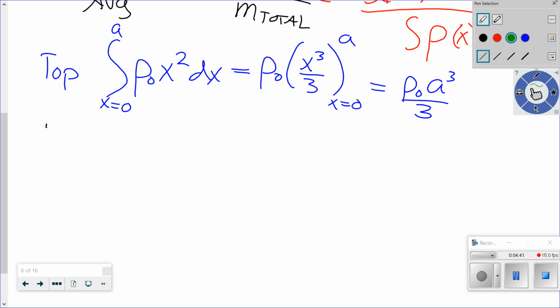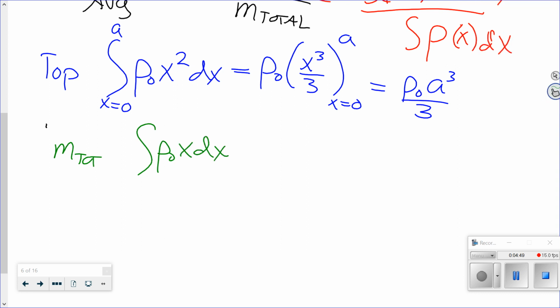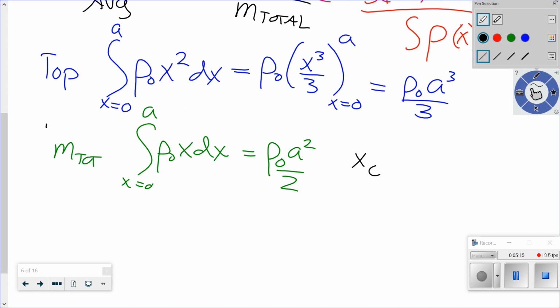Okay, and then total mass. Very important. I just integrate my function with respect to x, 0 to a. That gives rho 0 times a squared over 2. And then I divide them. Okay, so we had this linear wedge, it was increasing linearly. If I take this, divide it by that, whoop, should have an a there. It's 1/3 divided by 1/2, so it's just 2/3 a. Everything else should cancel out.